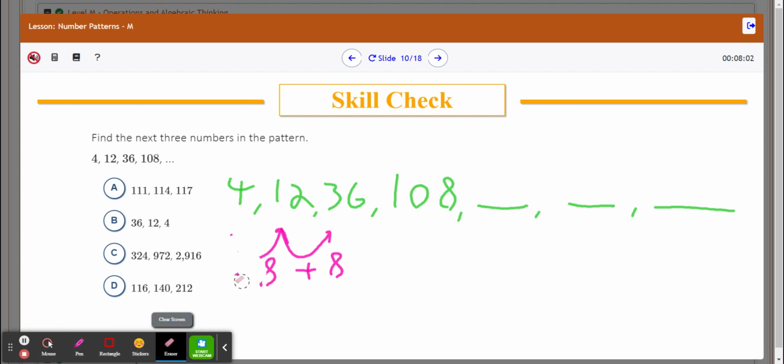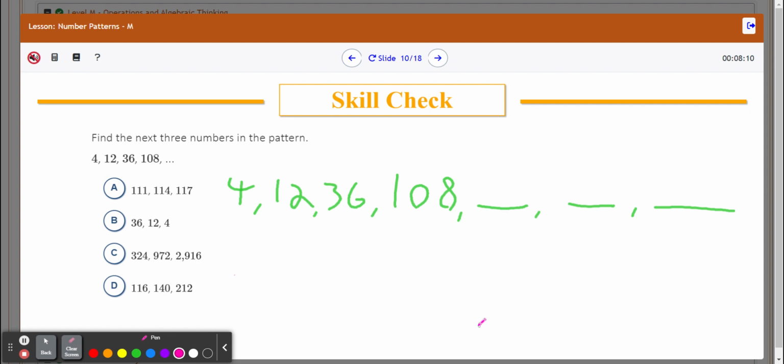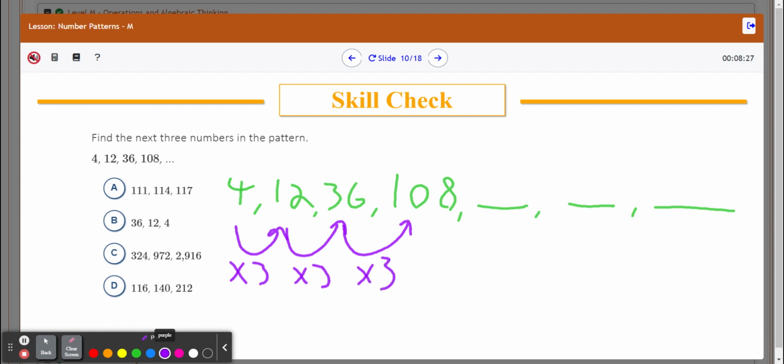So I'm going to go back and try something else. It's not addition, I know that. If it's going up and it's not addition, then it's multiplication. So I ask myself, how do I get from 4 to 12? To get from 4 to 12, that's times 3. Let's see if this rule keeps working. 4 times 3 is 12. 12 times 3 is 36. That's good so far. 36 times 3 is 108. Excellent. So I know now that my rule is multiply by 3.